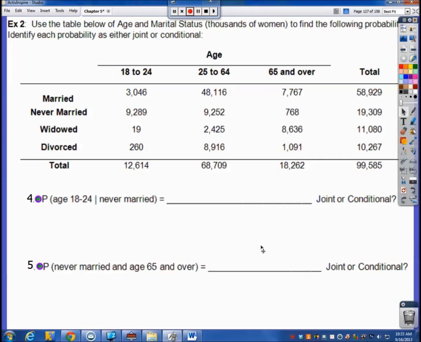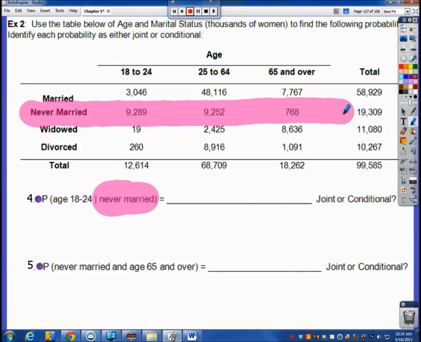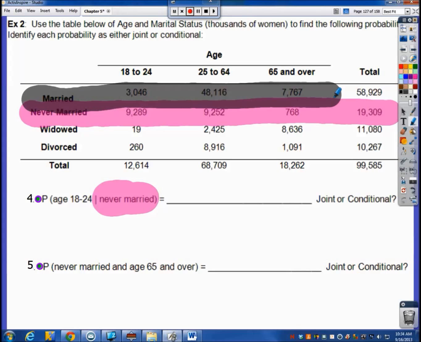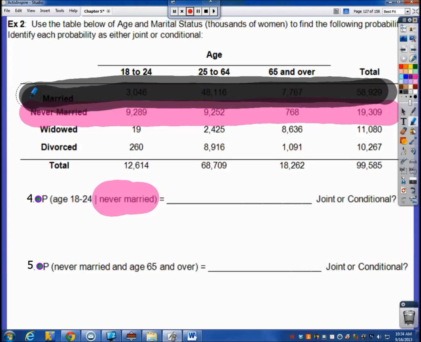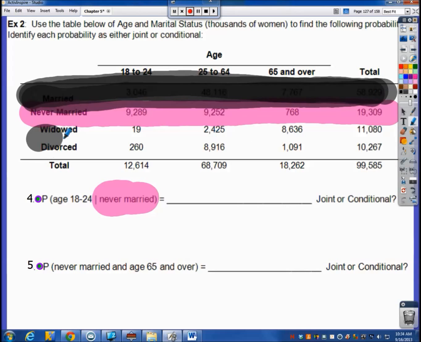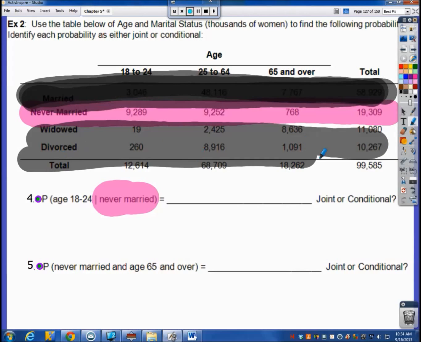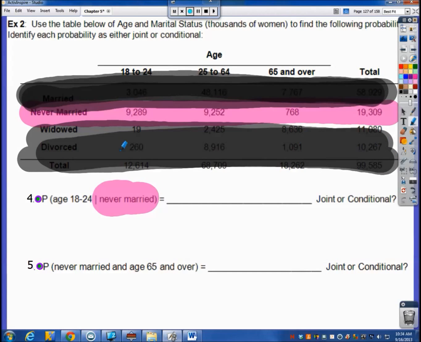Number 4, what's the probability that we get an 18 to 24 year old given that they have never been married? Now again, we have a conditional probability here. This is saying we only look at the never married people. So that means we only want to look at this row in our entire table, which means everything else we black out. We say, you know what, forget about this. We don't care about all the rest of these people.